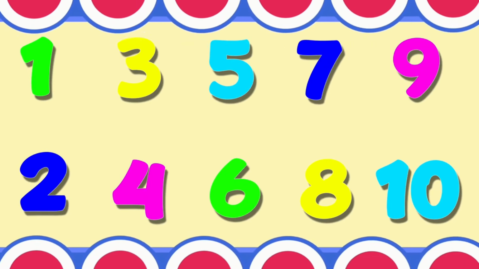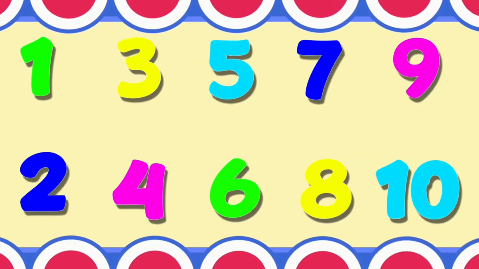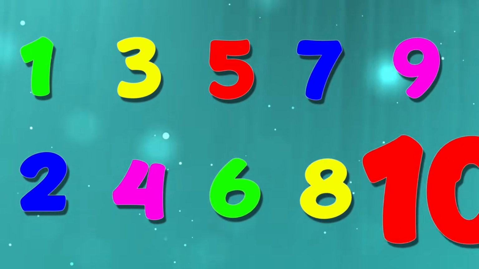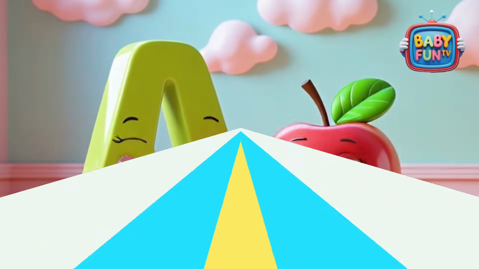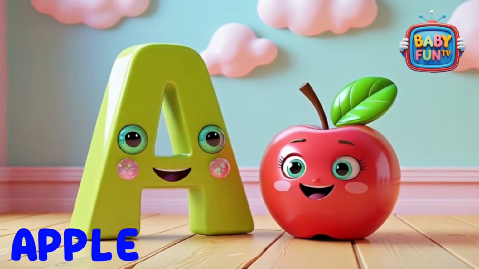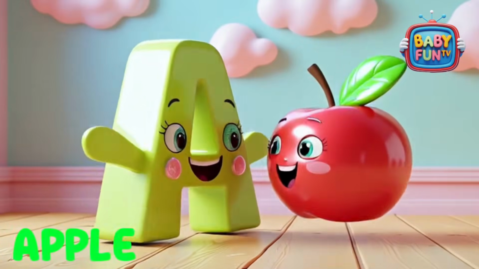Let's start counting again. 1, 2, 3, 4, 5, 6, 7, 8, 9, and 10. A is for apple, red, green, or gold. Crunchy and sweet, a treasure to hold.